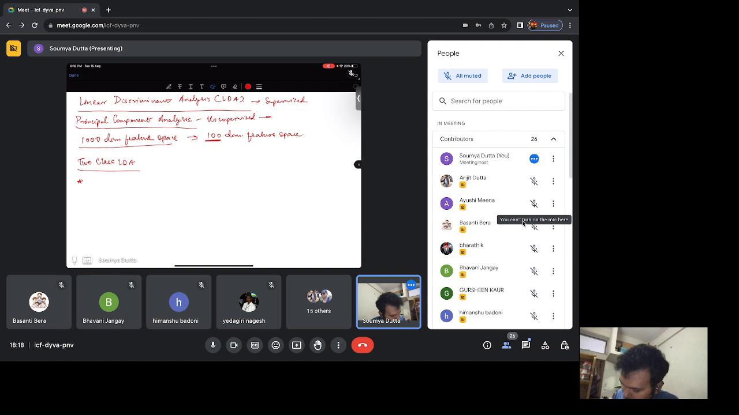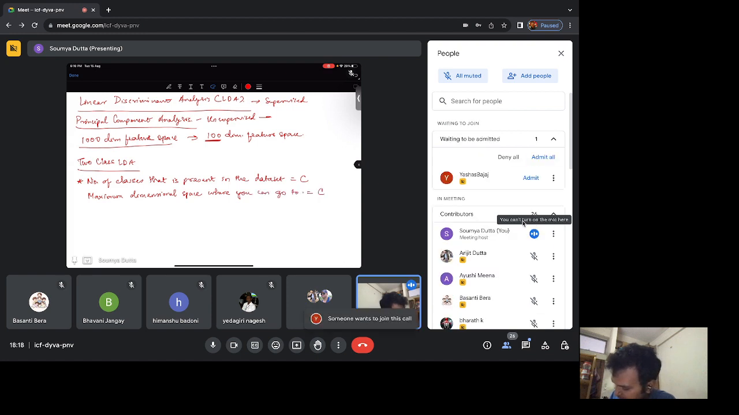Always remember that the number of classes that is present in the data set is equal to C. Let the number of classes that is present in the data set be C. Then the maximum dimension space where you can go to is C minus 1.